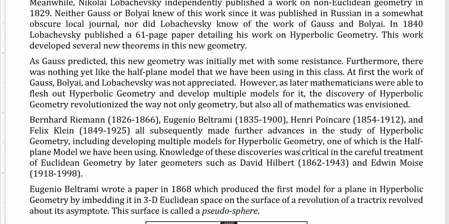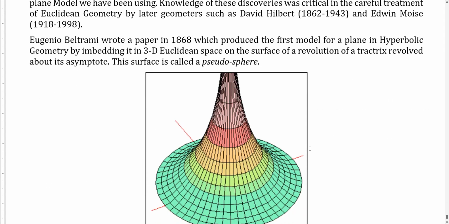Eugenio Beltrami wrote a paper in 1868 which produced the first model for a plane in hyperbolic geometry by embedding it in 3D space, on the surface of revolution of a tractrix revolved around its asymptote. And this shape here is called a pseudosphere. So there's a way to make a non-Euclidean geometry, hyperbolic geometry, fit on this pseudosphere.